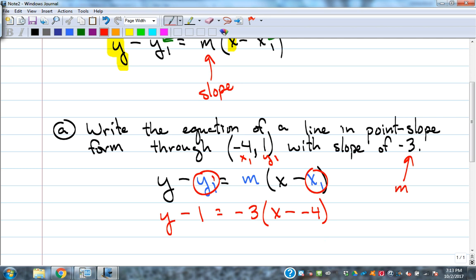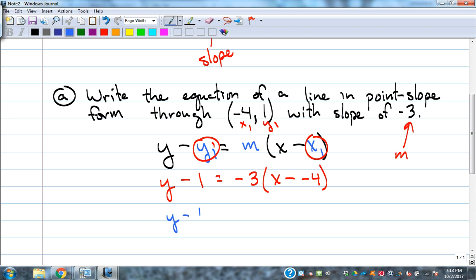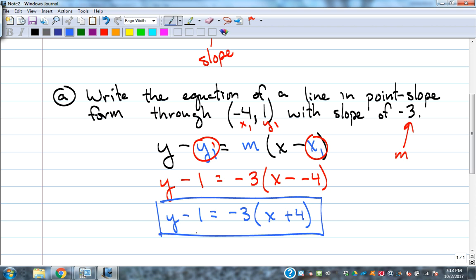What does minus a negative turn into? Positive. So we're going to rewrite the final answer as y minus 1 equals -3 times (x plus 4). That's point slope form for that situation that they described. That's a line with a slope of -3 that goes through the point -4, 1. That's point slope form.